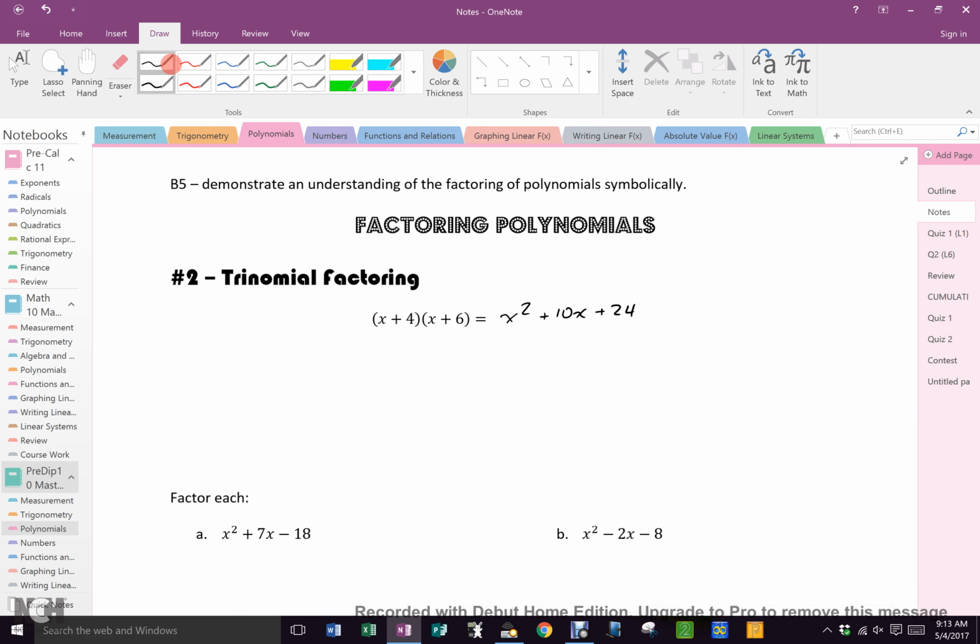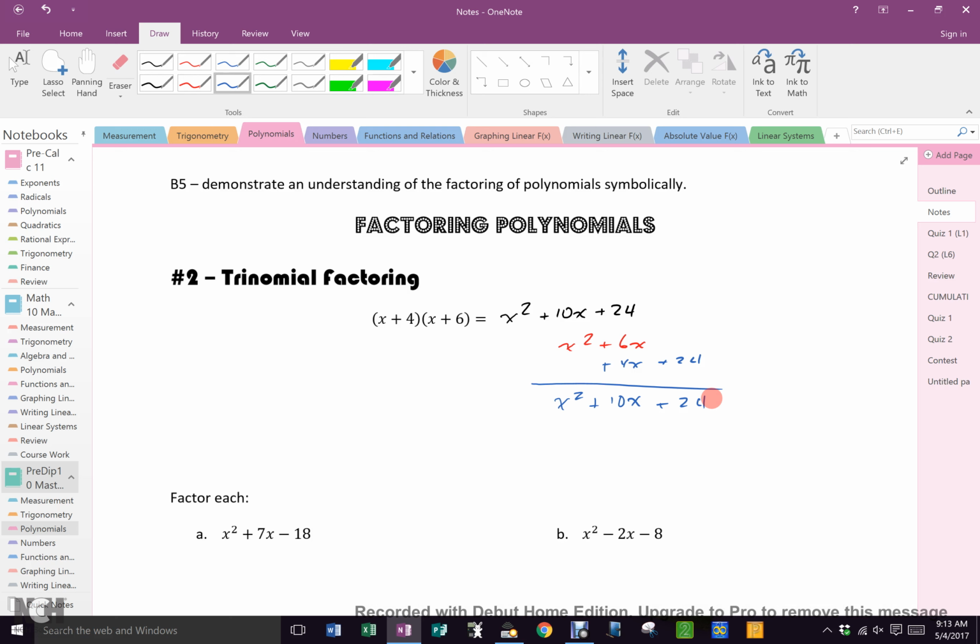So if you were FOILing this, you would have x squared plus 6x, yes? And then you would have 4x plus 24, yeah? And then, of course, you would collect your like terms, x squared, and then 6 plus 4. Hey, wait a minute, 6 and 4. 6 plus 4, 10x. 24, 6 times 4, 24. Hey, wait a minute. And you'd all figure out the shortcut on your own, yes?